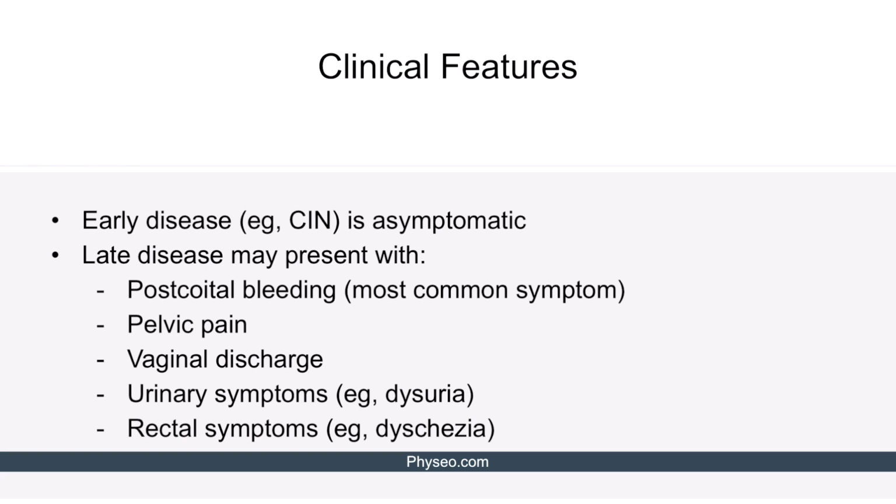When it comes to the clinical features of cervical neoplasia, early disease, for example, the CIN stage, is completely asymptomatic. This means that without adequate screening, the disease will continue to progress steadily towards cancer unbeknownst to the patient or her clinician until the patient begins manifesting symptoms of late disease. In late disease, patients may present with postcoital bleeding, pelvic pain, vaginal discharge, urinary symptoms such as dysuria, and or rectal symptoms such as dyschezia. Importantly, postcoital bleeding is the most common presenting symptom of cervical cancer, which is why it should definitely raise suspicion for cervical cancer if encountered on exams.